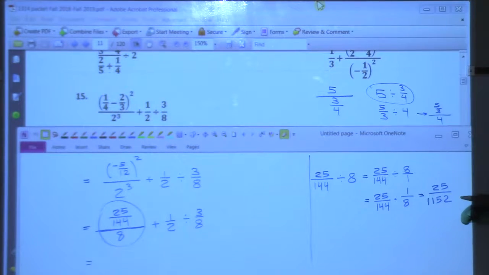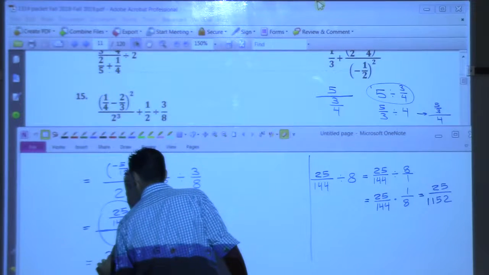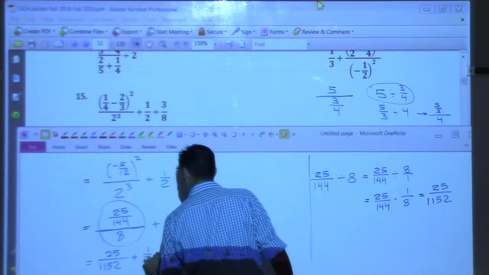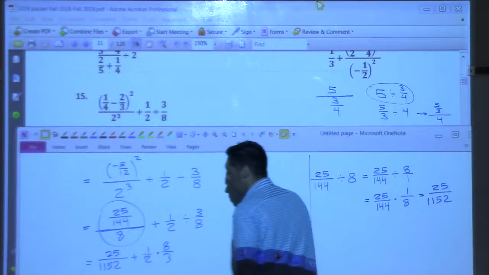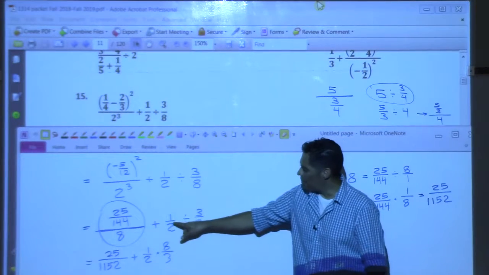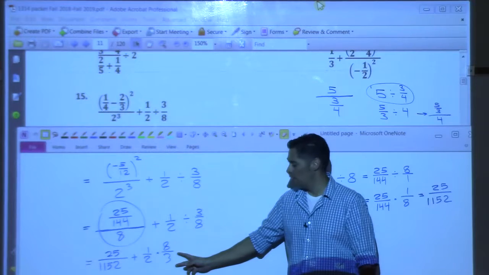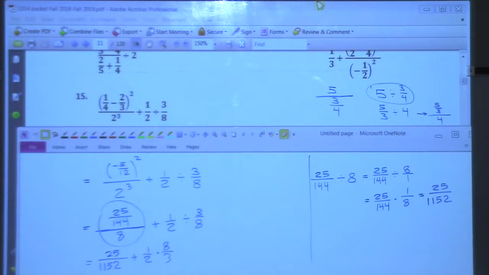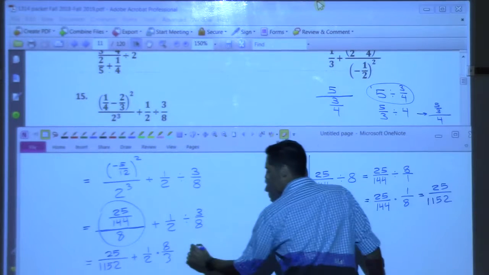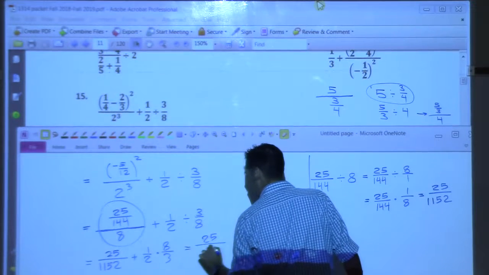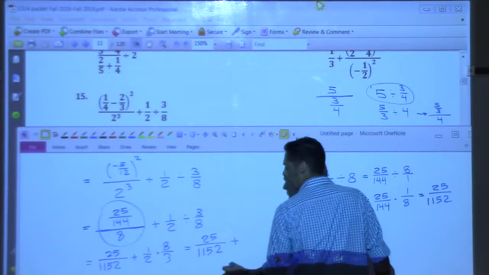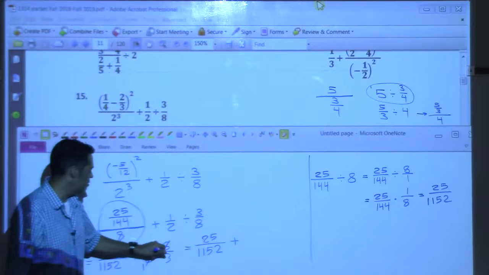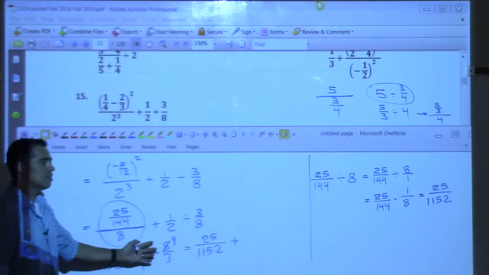It's getting pretty nasty, isn't it? Okay, so 25 over 1,152 plus a half times 8/3. So I'm going to kind of save ourselves a little bit of time here. I'm going to go ahead and convert this division over to multiplication now. So I'm flipping the second one over, right? And what does that become? So I get 25 over 1152 plus, and you said I heard 4/3, you're reducing, right? This 2 goes into 2 once, 2 goes into 8 4 times. So this is just going to become 4/3.